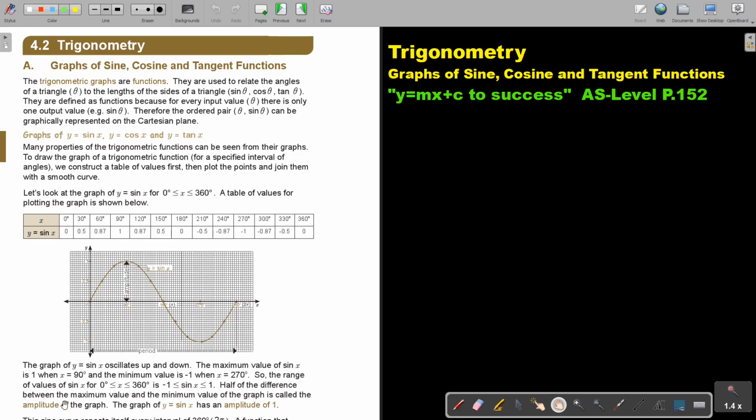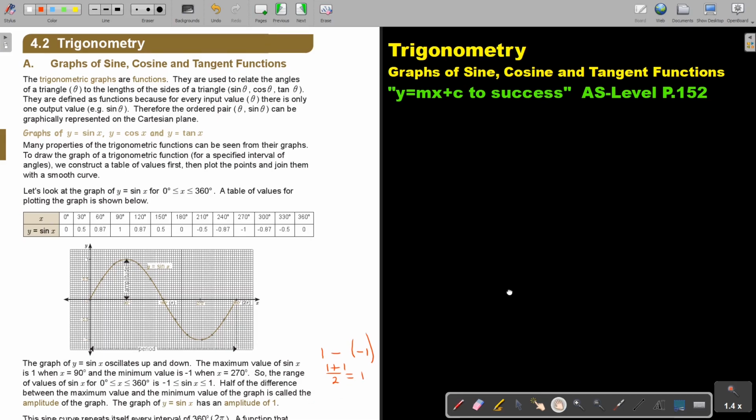Half of the difference between the maximum value and the minimum value of the graph is called the amplitude of the graph. So basically the maximum is 1, you take the difference with the minimum, then you get 1 plus 1, and then you take the half, and that will then be 1. Okay, the graph has an amplitude of 1, what I showed you there.